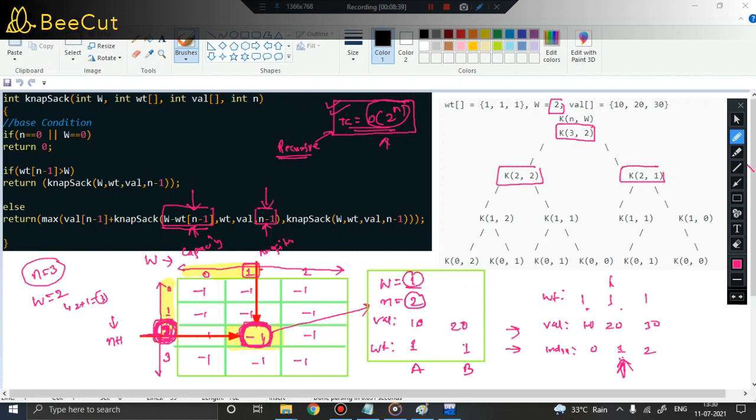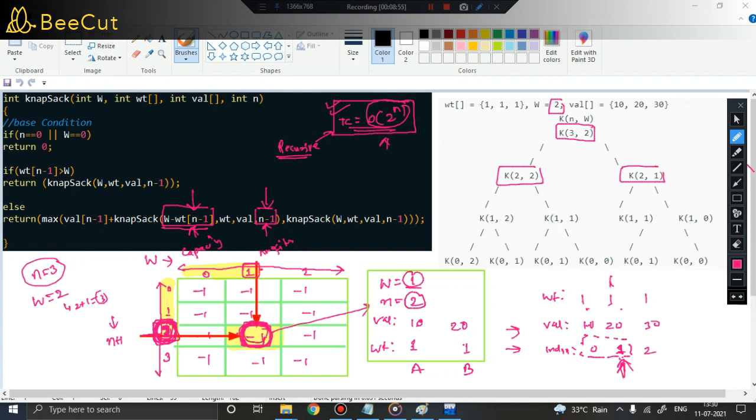This row is in value 2. 2 means you can take only 2 items. Which 2 items? The first 2 items. Means index 2, that is 2 minus 1, is 1. From starting till this index, whatever items are there, you have to consider those items to find out the value of this cell.